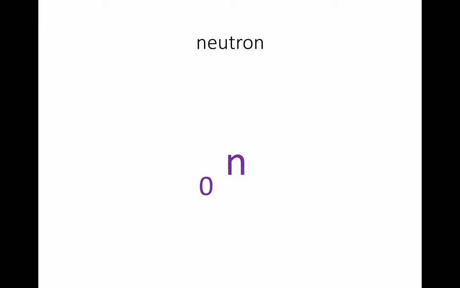What's the mass number of a neutron? Or in other words, how many protons and how many neutrons are in a neutron? Well, of course we know there are no protons in a neutron, but there is one neutron in a neutron, and so it has a mass number of 1. So that's our isotope symbol for a neutron.